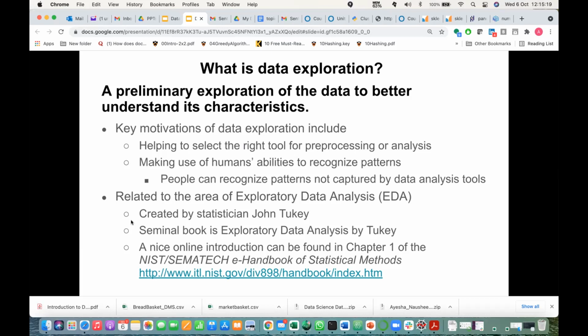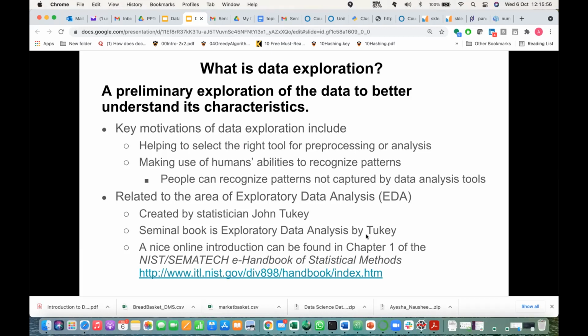People can recognize patterns not captured by data analysis tools. So this is also called EDA, exploratory data analysis. Simple data analysis tools may not be able to capture them, but you should be able to capture them through exploratory data analysis. This area was actually created by John Tukey. There is also a seminal book, Exploratory Data Analysis by Tukey.